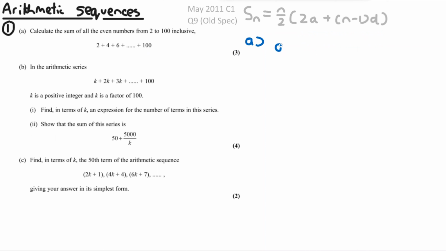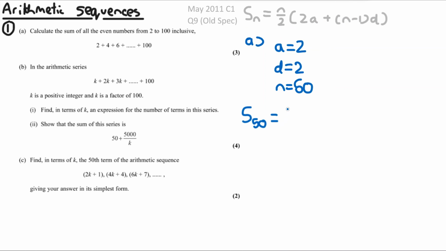So a is the first term, and we can see that this is just going to be 2. Then d, because it's even numbers, goes up by plus 2 each time, so therefore d is just going to be 2. And then n is going to be equal to 50. Normally it would be 100 if we were doing the natural numbers from 1 to 100, but as we're only doing the even numbers, there's only going to be half as many, so therefore n is going to be equal to 50 instead. And then we can just plug it into this formula here, so it's going to be S50 as n is equal to 50.